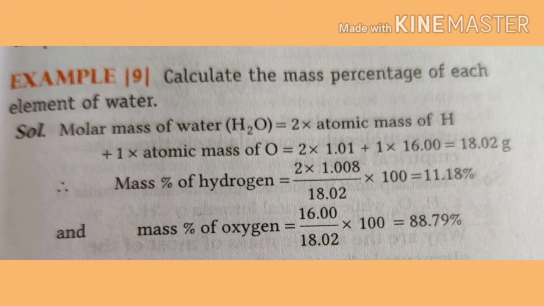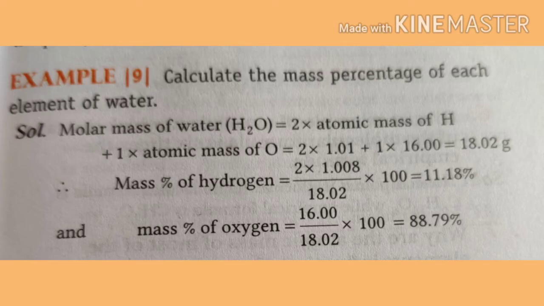Molar mass of water is equal to 2 into the atomic mass of hydrogen plus 1 atomic mass of oxygen, that is equal to 18.02. The mass of hydrogen in one molecule of water is 2 gram. So to calculate the percentage of hydrogen, we write 2 into 1.008 divided by 18.02 into 100, means 2 gram hydrogen is present in 18 gram of water. So you calculate in 1 gram, then you multiply it by 100, so you will get the percentage of hydrogen.